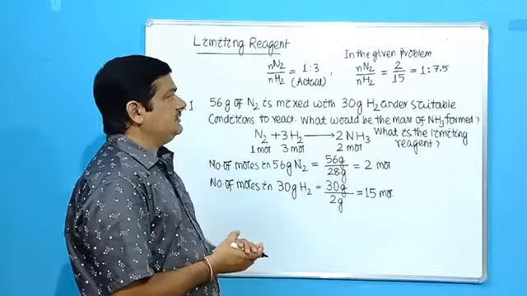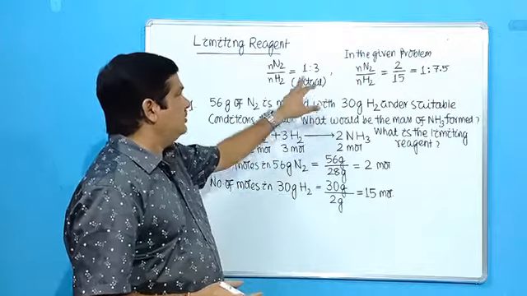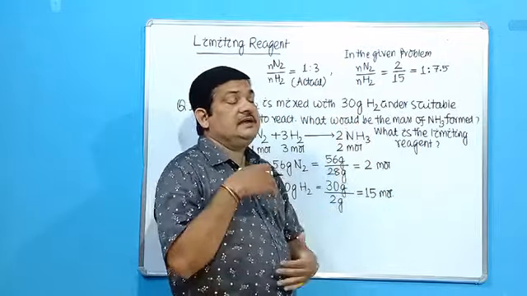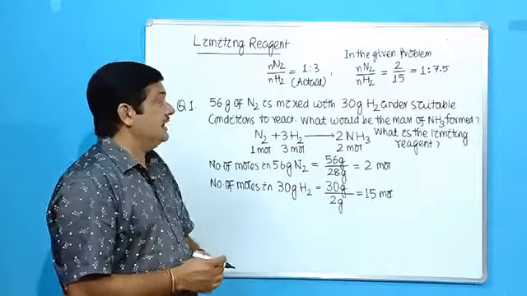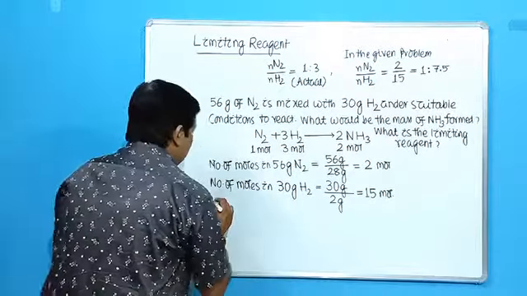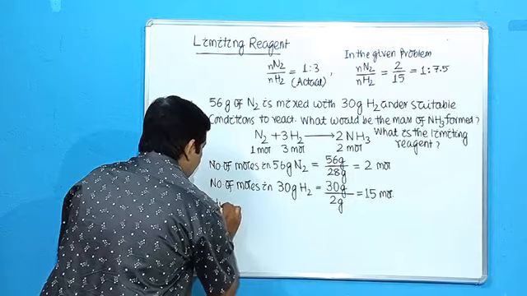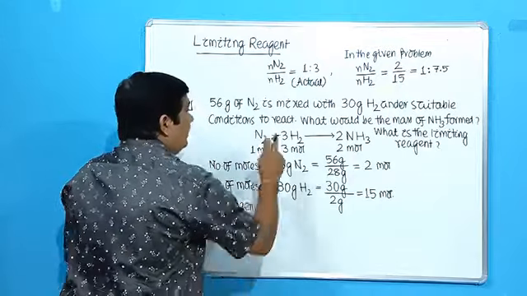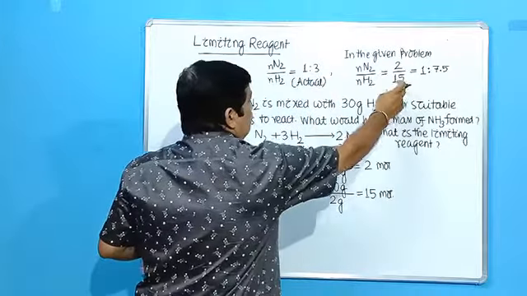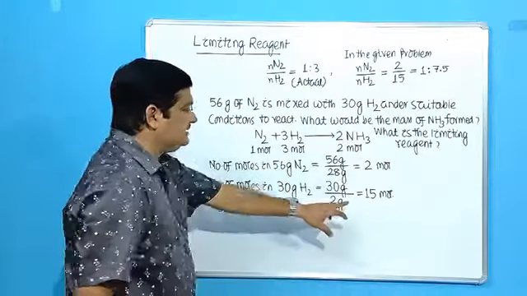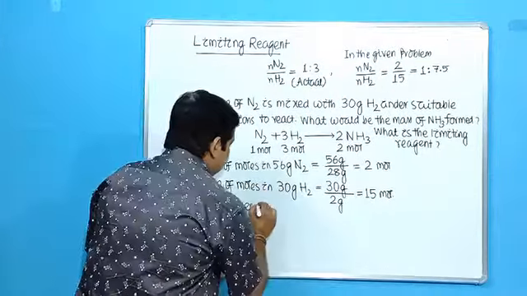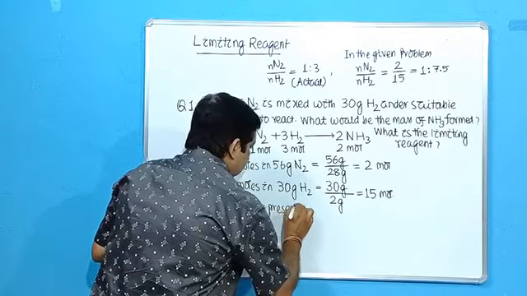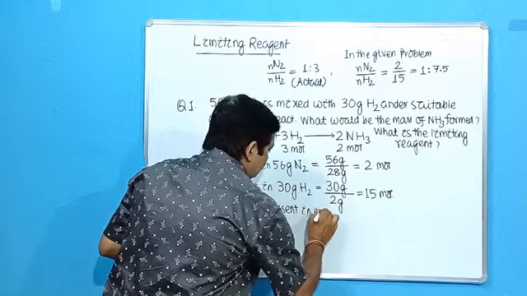That means which one is present in lower quantity? Now it should be 1:3, but it is 1:7.5. That means hydrogen is present in large excess. So you have to write down this. Hydrogen: actually we required 2 moles times 3, that is 6 moles, but it is present as 15 moles. So hydrogen is present in excess.